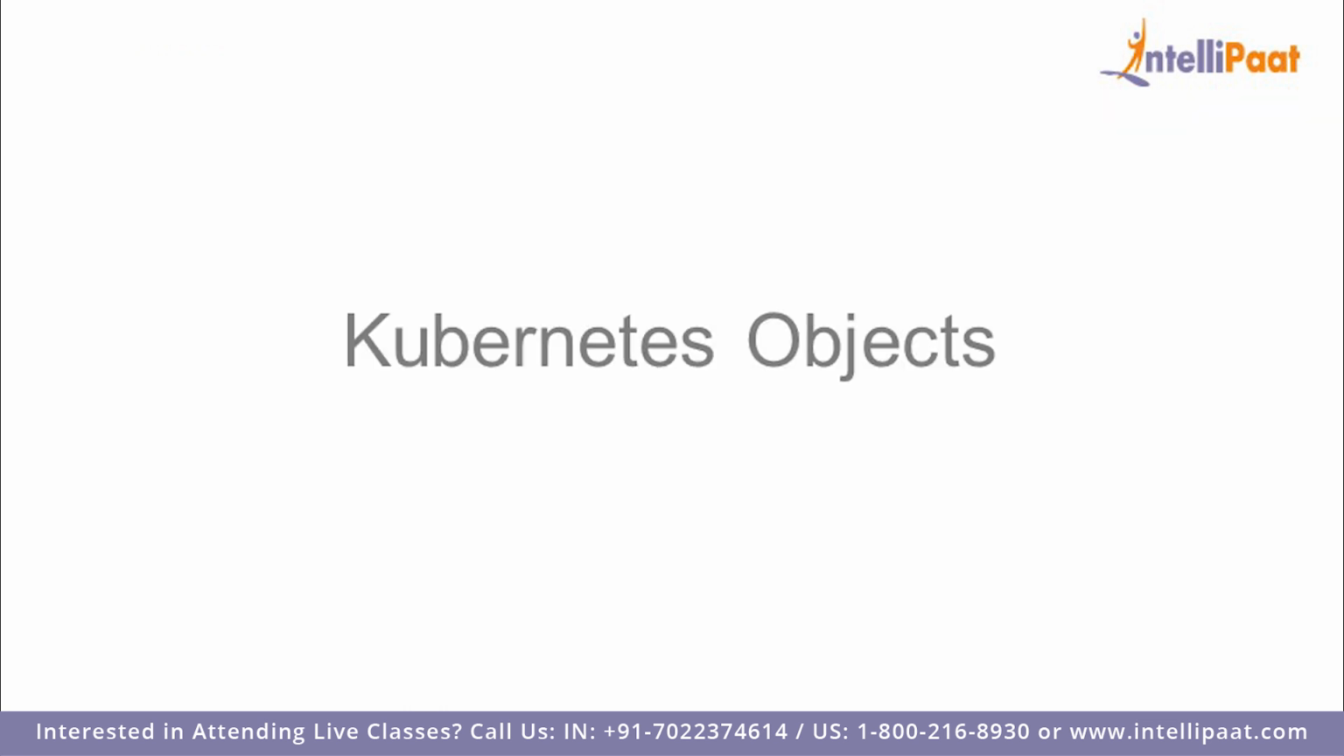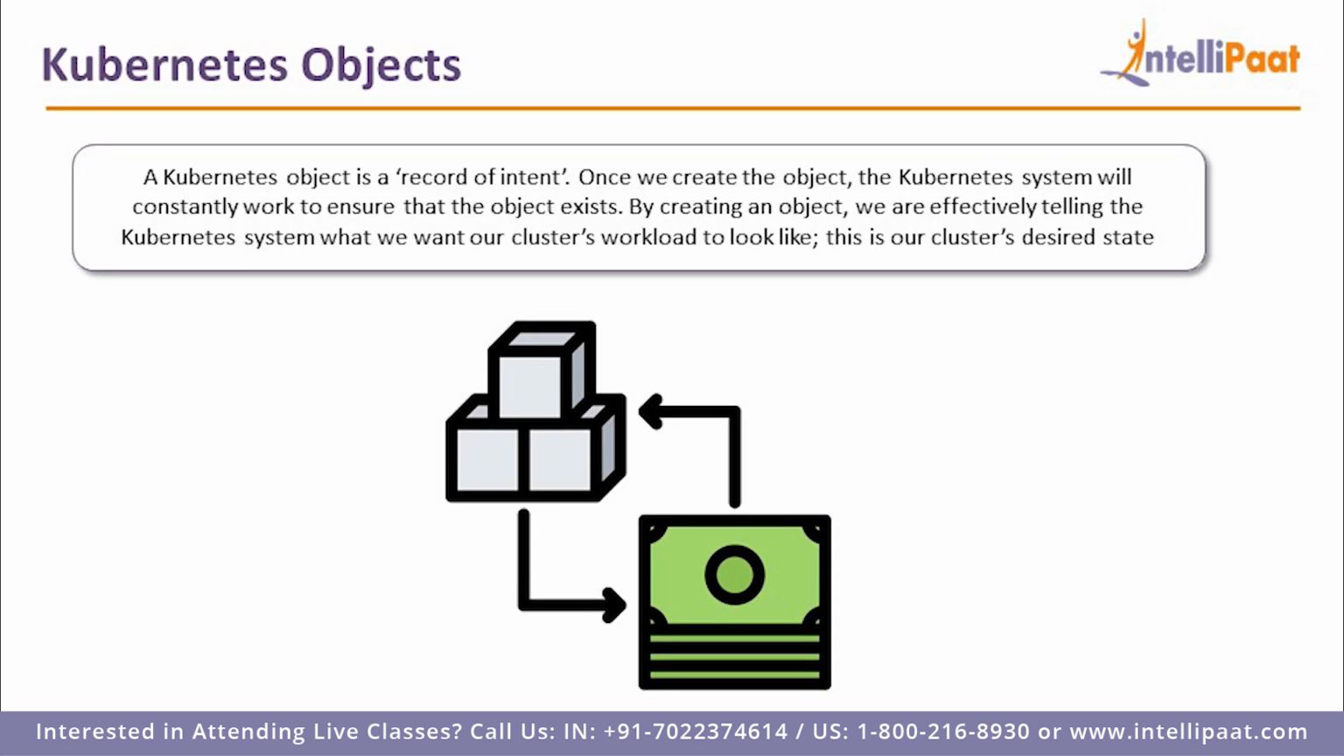Now let's talk about the Kubernetes objects. As I've mentioned before, a Kubernetes object is a record of intent. So once you create an object, the Kubernetes system will constantly work to ensure that that object exists. By creating an object, you are effectively telling the Kubernetes system what you want your cluster's workload to look like. And this is your cluster's desired state. What we mean by that is, while you create an object, you tell it how you want your workload to look on your cluster.